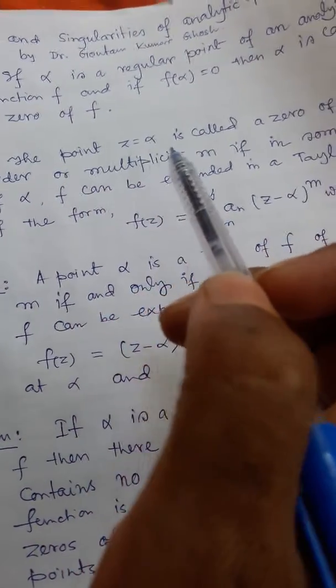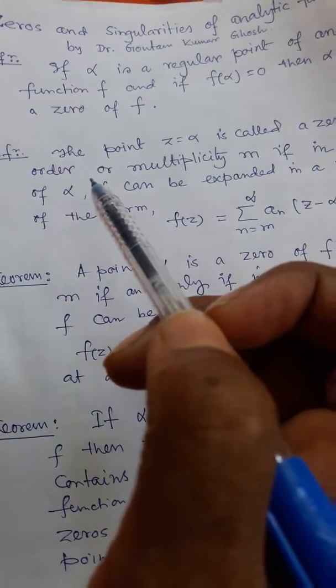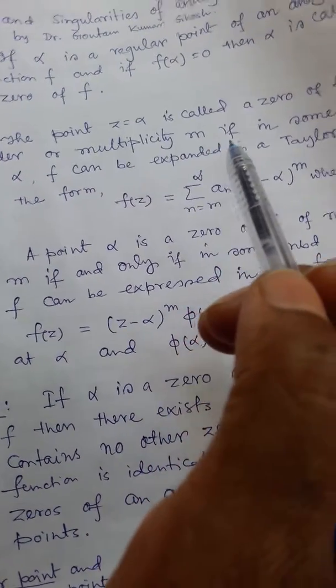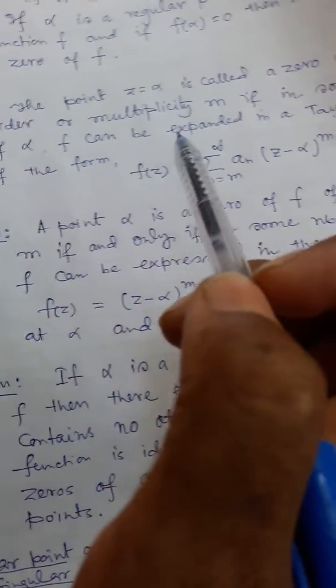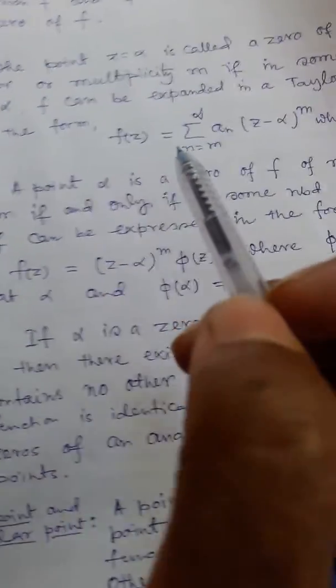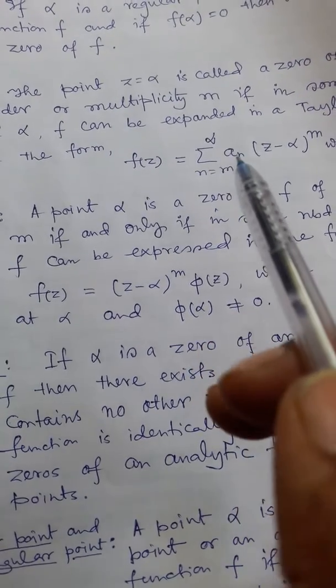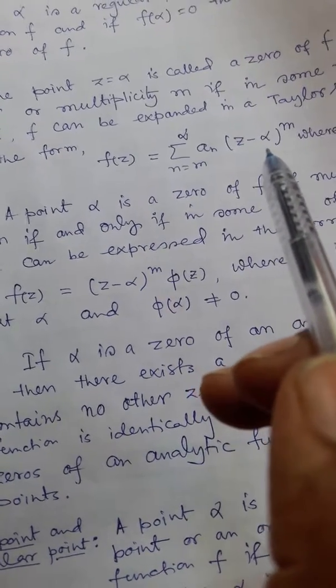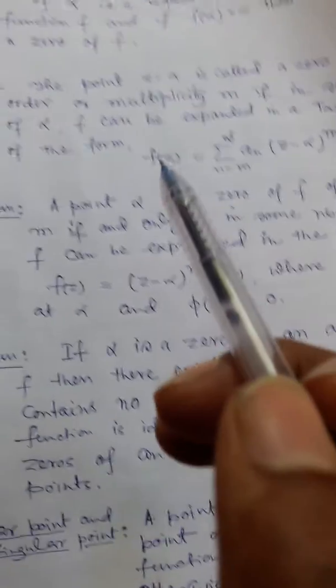Definition: the point z equal to alpha is called a zero of f of order or multiplicity m if in some neighborhood of alpha, f can be expressed in a Taylor series of the form f(z) equals summation of n equal to m to infinity a_n (z minus alpha)^n, where a_m is not equal to 0.